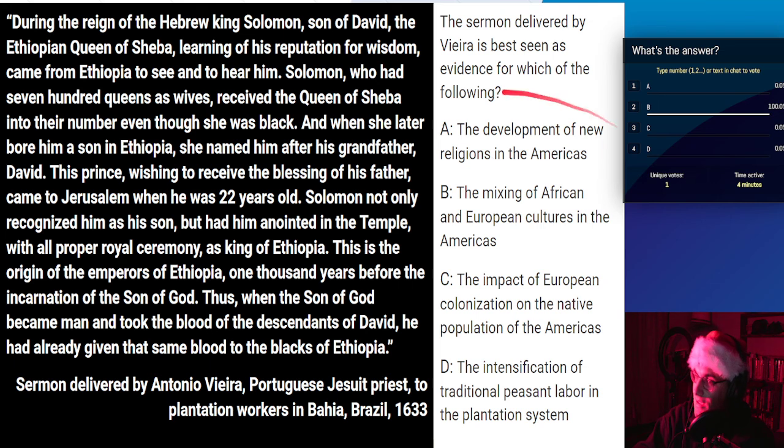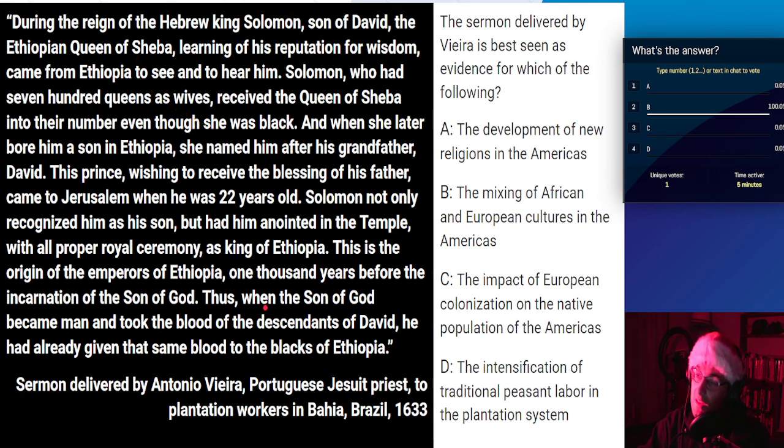Now, some people think it's A, new religions. But this isn't actually a new religion. I may be wrong, but I think the Queen of Sheba is actually mentioned in the Old Testament, just in passing. I don't think she has her own book in the Talmud, but she's definitely there, if I'm remembering correctly. I could be wrong. Don't quote me on that. I'm a little bit more of a New Testament guy than an Old Testament guy. But the mixing of African and European cultures can be seen by the fact that we're literally bringing a figure from Africa into one of the most important stories in Christianity and Judaism, right?